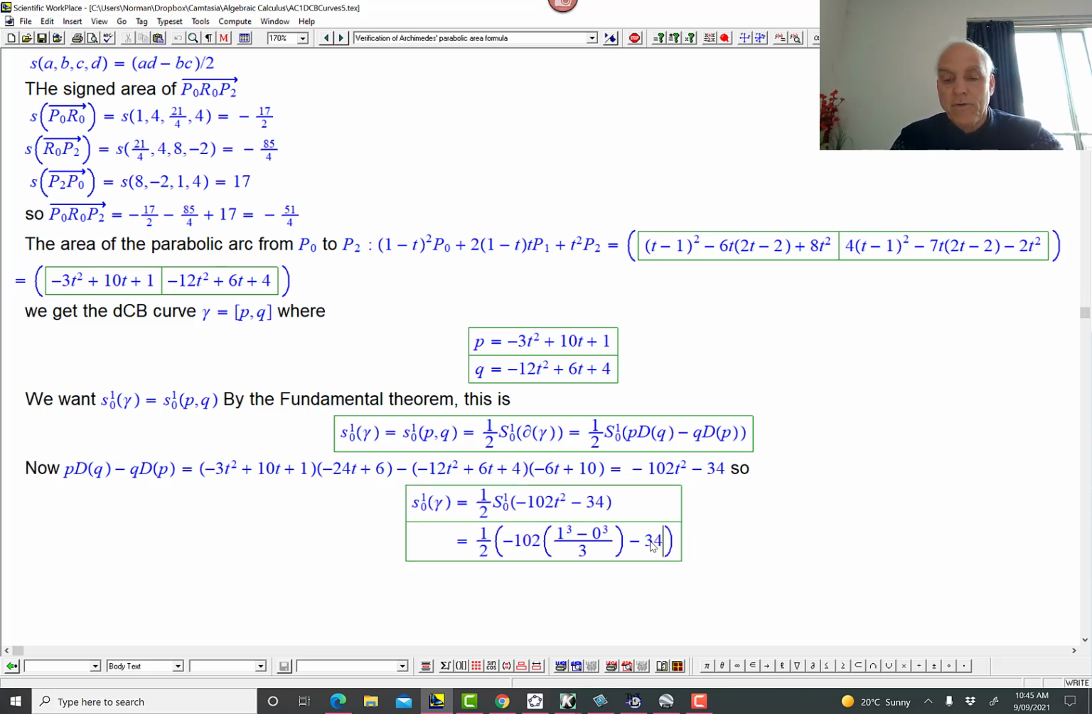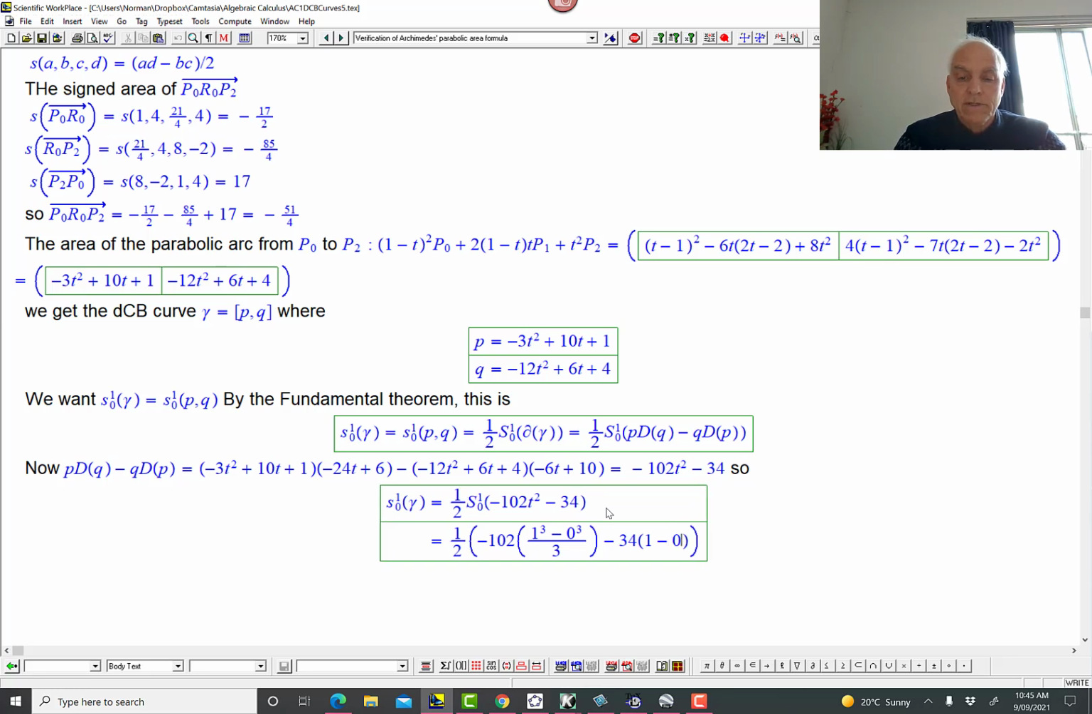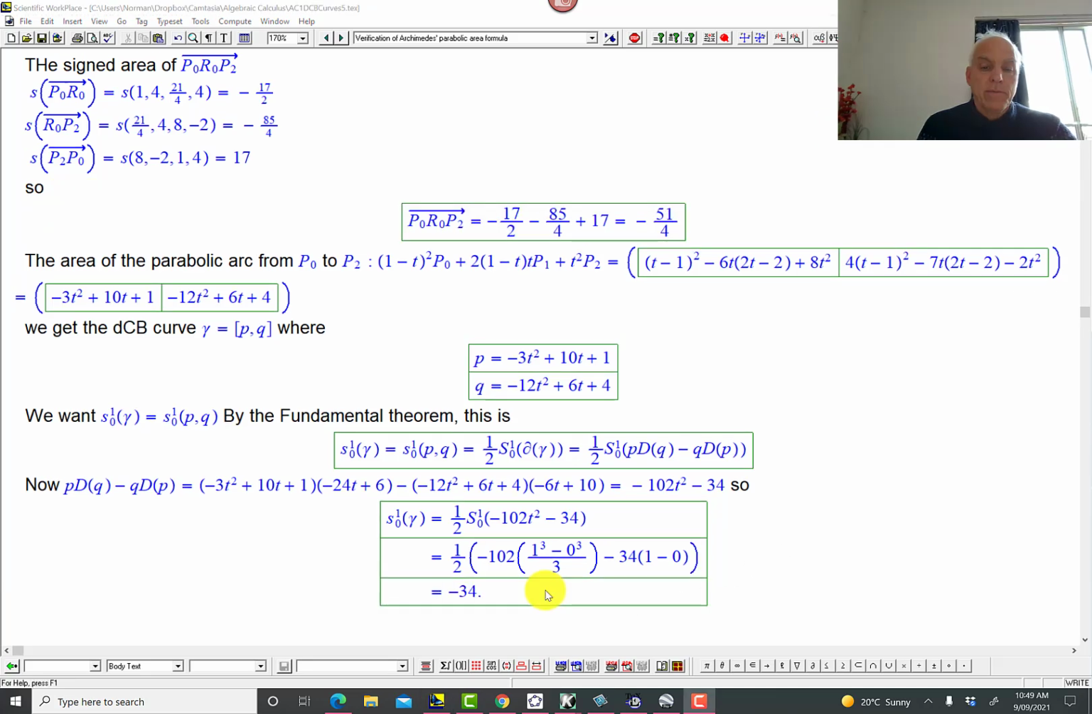And then we have minus 34. Now we have to integrate t to the 0. What's that? Well, that's t to the 1 over 1, which is just t. So we have to evaluate it from 1 to 0. Okay, what is that? Minus 34. Well, that's the signed area of this curve.